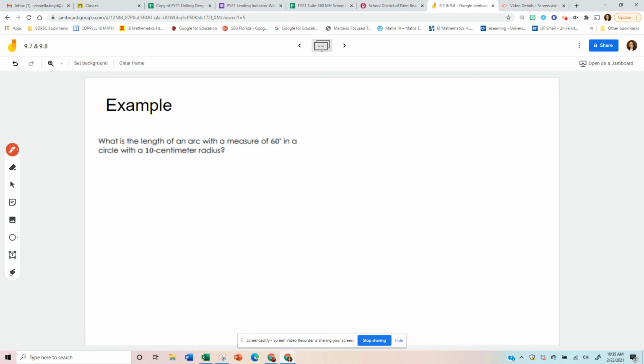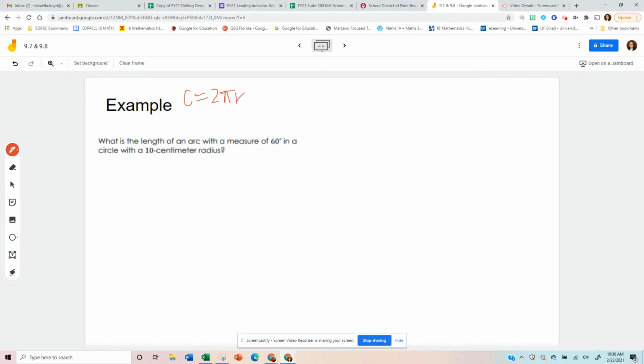Okay, so here we go. Let's take a look at this one right over here. We have an arc length, right? What is the length of an arc that has a measure of 60 in a circle with a 10 centimeter radius? So arc length, remember, is a part of the entire circumference. So we need circumference. Circumference is 2 pi r.